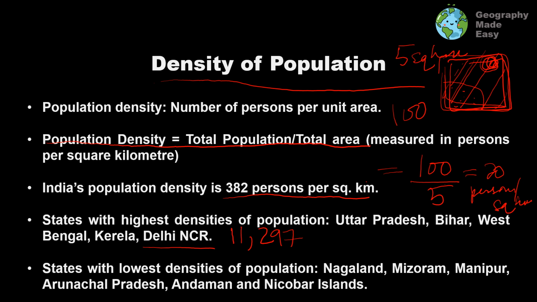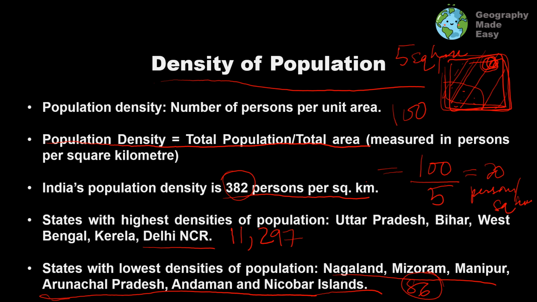Similarly, we have states which have very low density of population. These states are Nagaland, Mizoram, Manipur, Arunachal Pradesh and Andaman and Nicobar Islands. Let's again take another example. For Sikkim, it is 86 persons per square kilometer. So, the national average is 382, whereas for Sikkim, it is only 86.